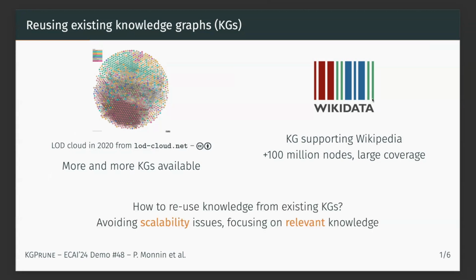Given these available knowledge graphs, the existing knowledge is often reused to build new knowledge graphs or support new tasks and applications. However, while doing so, two issues arise. First, manipulating bigger and bigger knowledge graphs entails scalability issues. Second, we need to focus only on relevant knowledge to the tasks or applications at hand and avoid irrelevant knowledge.